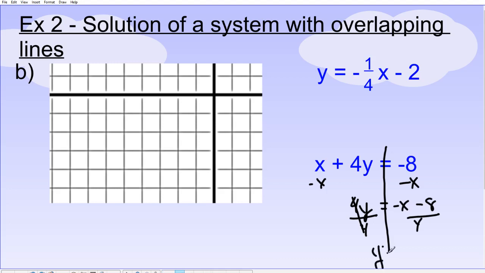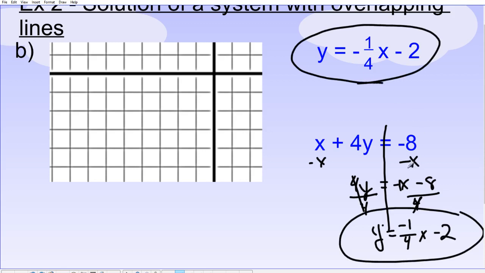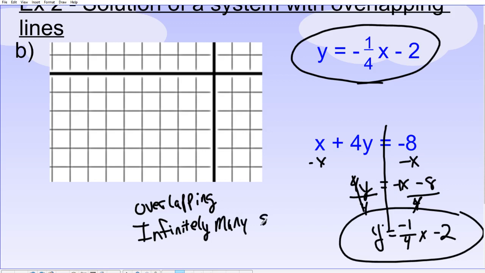And we have y is equal to, let's see, negative x divided by 4. So that's negative 1x. That's going to give me negative 1 divided by 4x. And then negative 8 divided by 4 is a negative 2. Look at the equations. They are the same equation. I can right now say these guys are overlapping, which means they intersect everywhere. There is an infinite number of solutions. Infinitely many solutions.